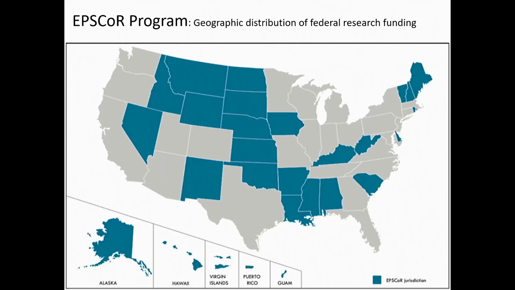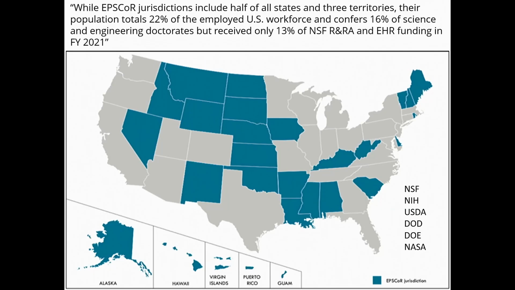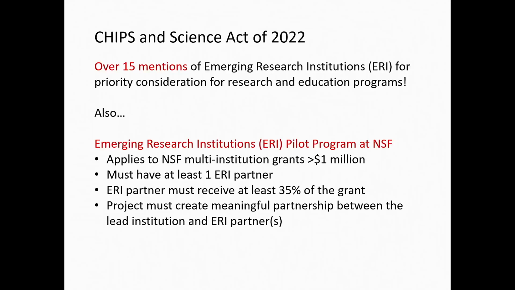And so there is the EPSCoR program, I mentioned that. In blue are all of the states that qualify as EPSCoR states. And so you can see they're spread around. Yeah, so here you can see the facts. The EPSCoR states are 22% of the US workforce and 16% of science and engineering doctorates, but they receive only 13% of NSF's funding. And so there's this effort to redistribute that.